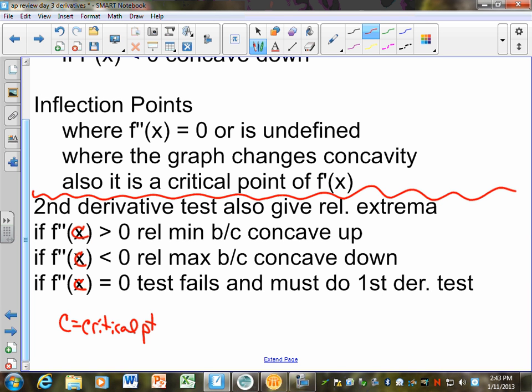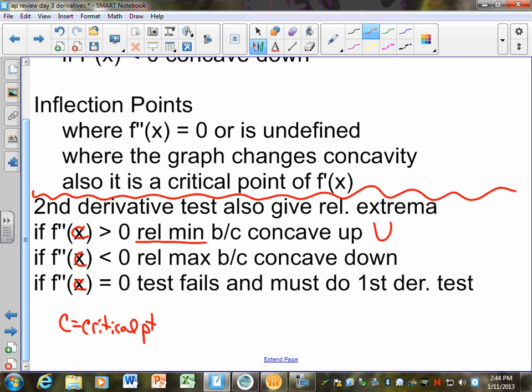So if you plug your critical point in and it's greater than 0, that means it's concave up, and because it's a critical point, it has to be a relative minimum. If your second derivative, when you plug in your critical point, is negative, that means it's concave down, so it's a relative maximum. But most people aren't a big fan of the second derivative test because sometimes you get 0, which means it fails, and you have to go back to the first derivative test anyway.